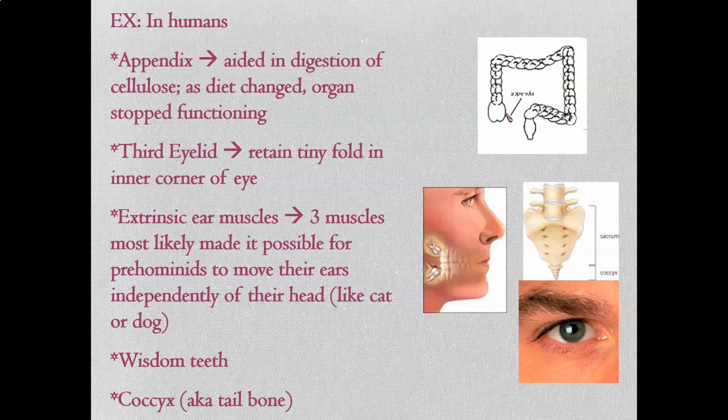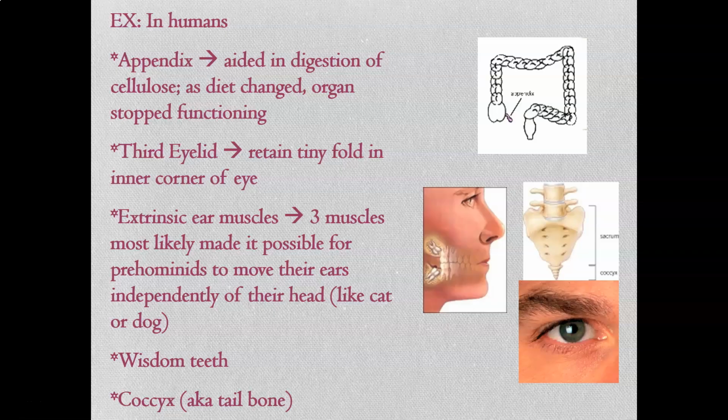A couple of examples in us: we have an appendix, right? For the most part, it's not harmful or beneficial to us, unless, of course, it bursts and then we remove it. But we think it's an evolutionary holdover for digestion of cellulose, which is a lot of harder plant material, and we aren't designed anymore to digest that, but we think it might have been there at that point. As our diet changed, the organ garnered some mutations that caused it to stop functioning, and that just happened to spread through the population.